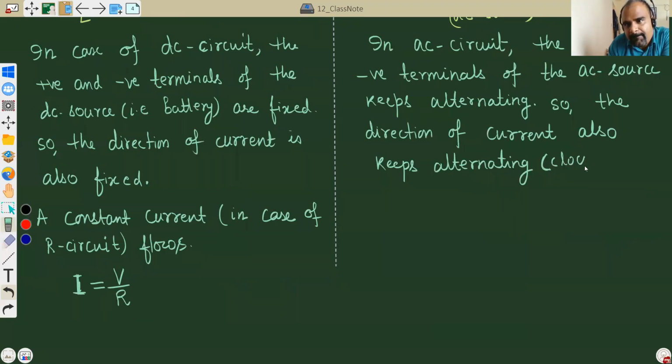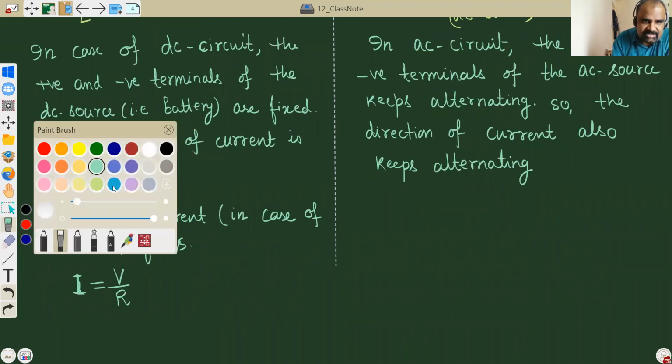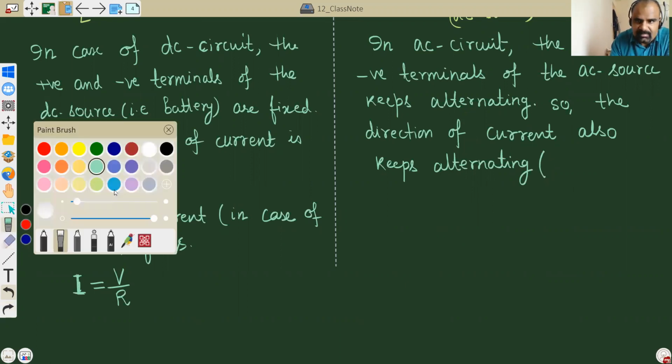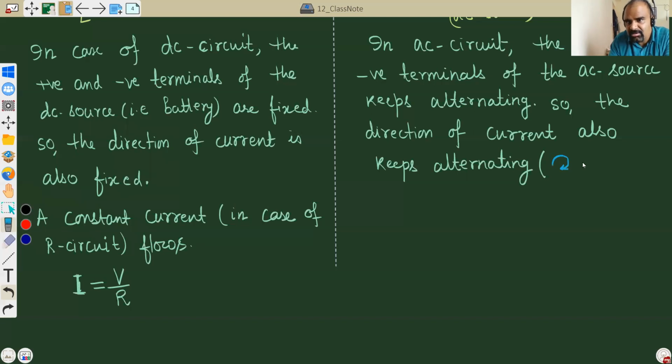So clockwise, then clockwise to anti-clockwise, or I will use symbol because symbolically it is better. So I will use symbol for that. So clockwise to anti-clockwise, again to clockwise, again to anti-clockwise, and so on.